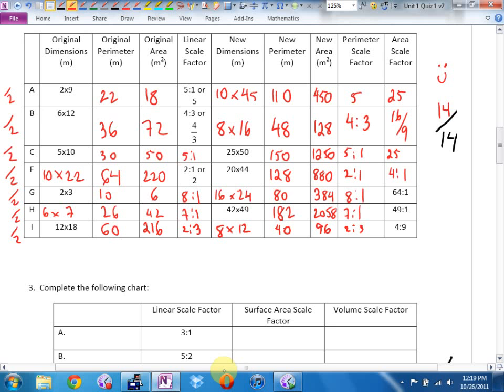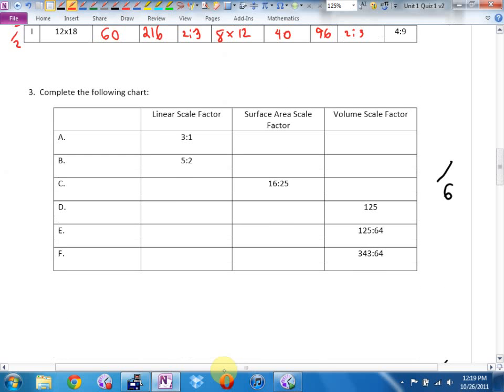Number 3 says, complete the following chart. Linear scale factor, 3 to 1. Surface area is 9 to 1. Square area. What was the rule for volume? You didn't square it. What did you do for volume? Cubic. And you know how I remember that? I just remember it's the next one up from square. To be honest, I haven't got a stupid rhyme or anything. I know area, square area, volume is the next big... what comes after a 2 cubed? So it's going to be 27 to 1.